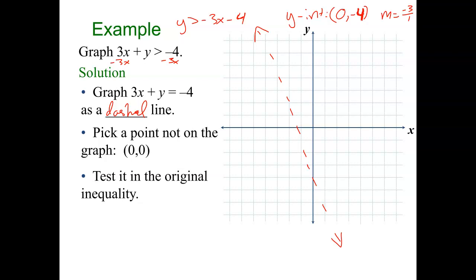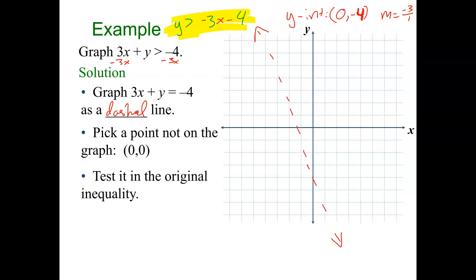If you write it in slope-intercept form, you can look at the equation and ask yourself where the shading is going to be. So my inequality is y is greater than or equal to negative 3x minus 4. I can look at this and say, y is greater than my line. Y is greater than my line.